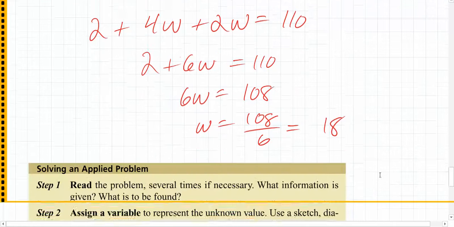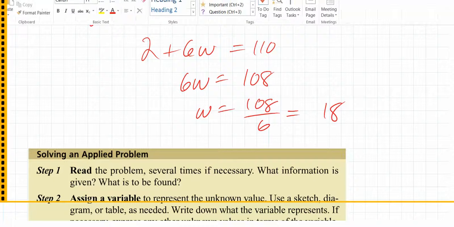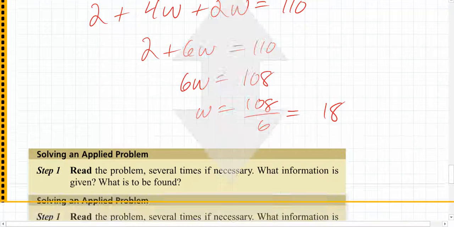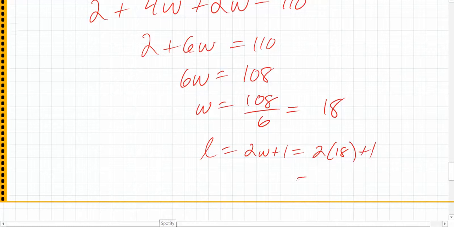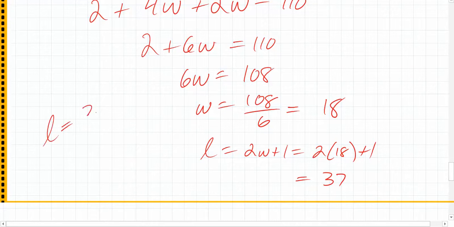You're not done yet because it asks you for the length as well. If you want to get the length, you know L is equal to what? 2 times W plus 1. So that's 2 times 18 plus 1. So it's equal to 37. So you think L is equal to 37 and width is equal to? 18.